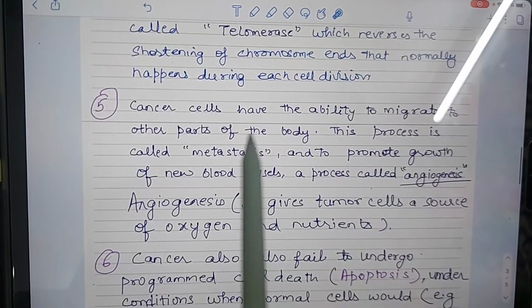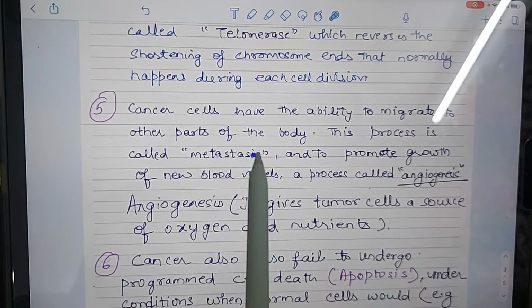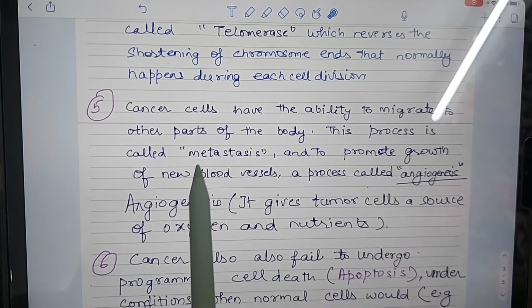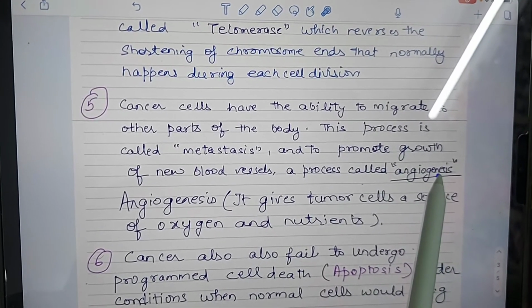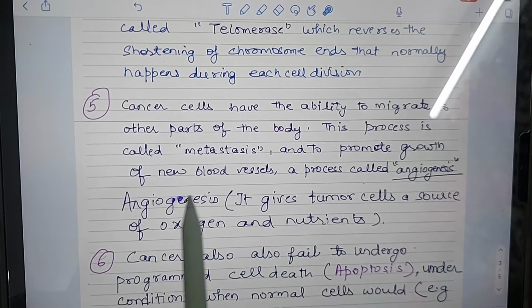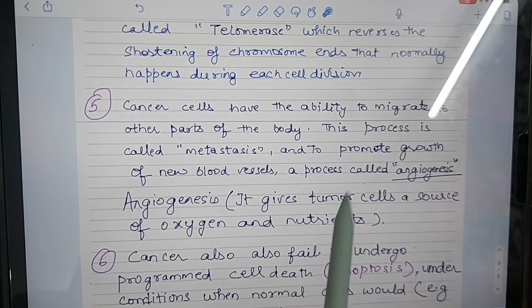Fifth, cancer cells have the ability to migrate to other parts of the body, and this process is called metastasis. And to promote growth of new blood vessels, there is a process called angiogenesis. Everything is helping them in growing. So angiogenesis basically gives tumor cells a source of oxygen and nutrients so that they can grow properly.